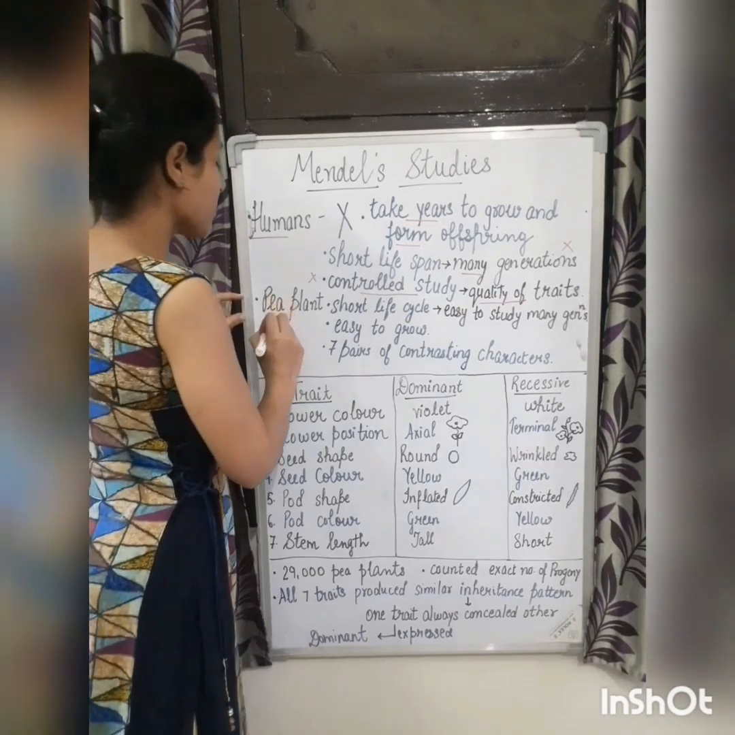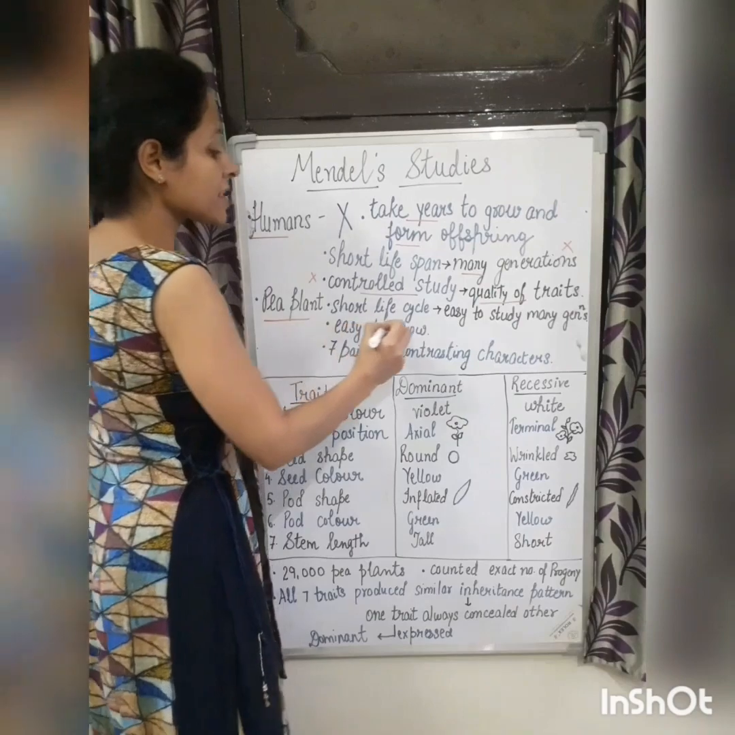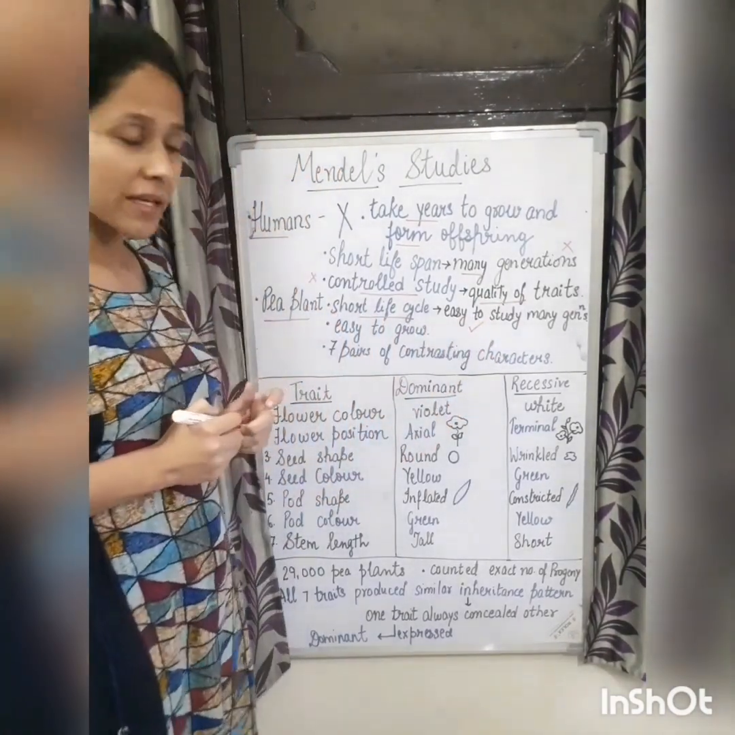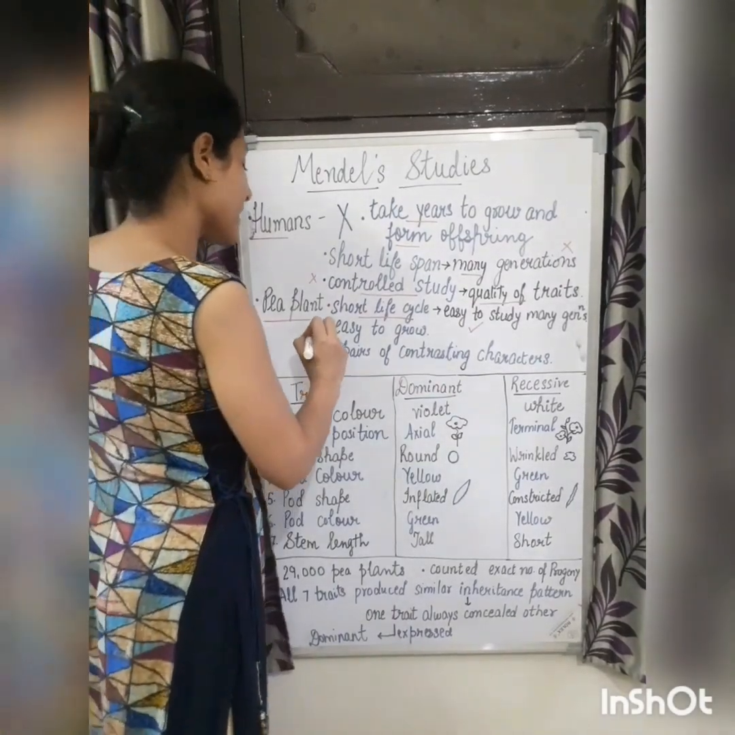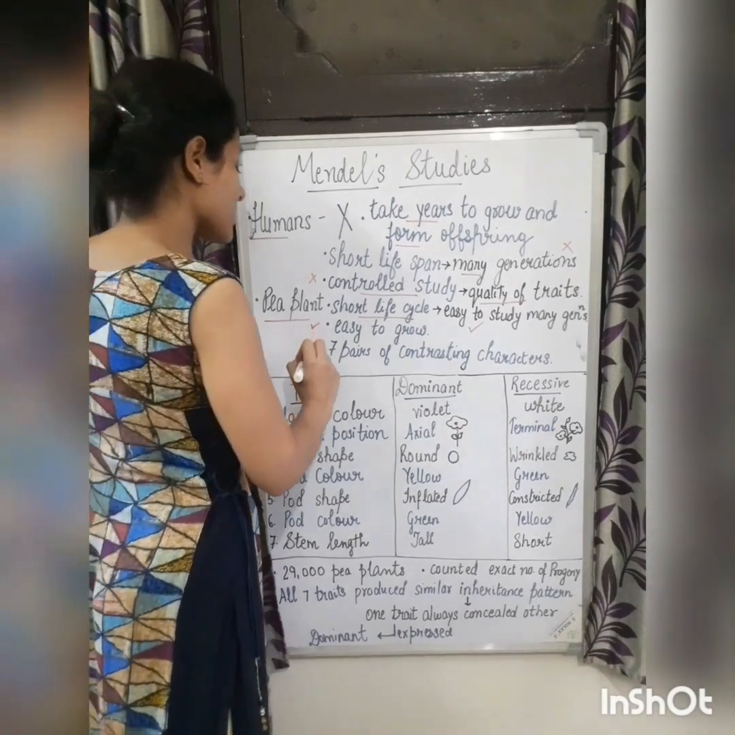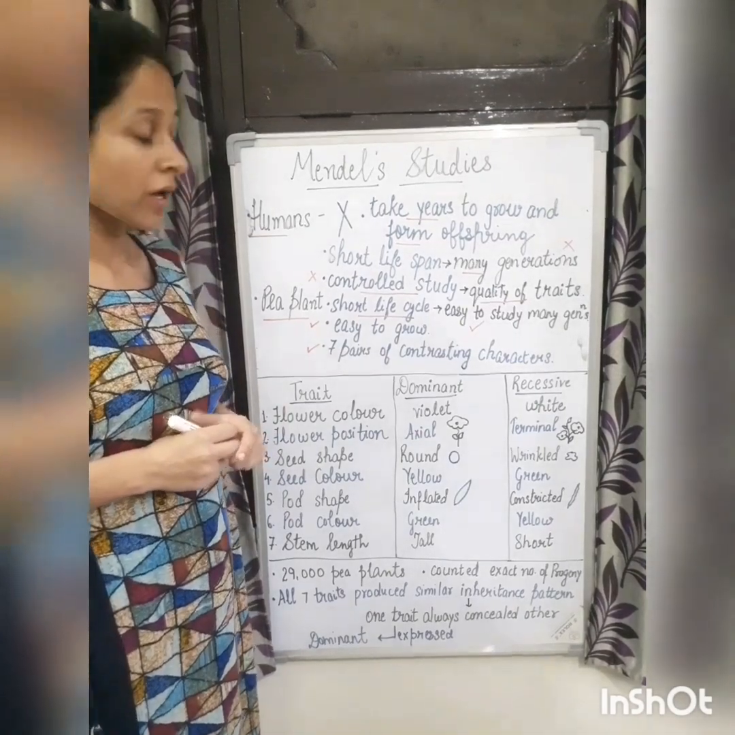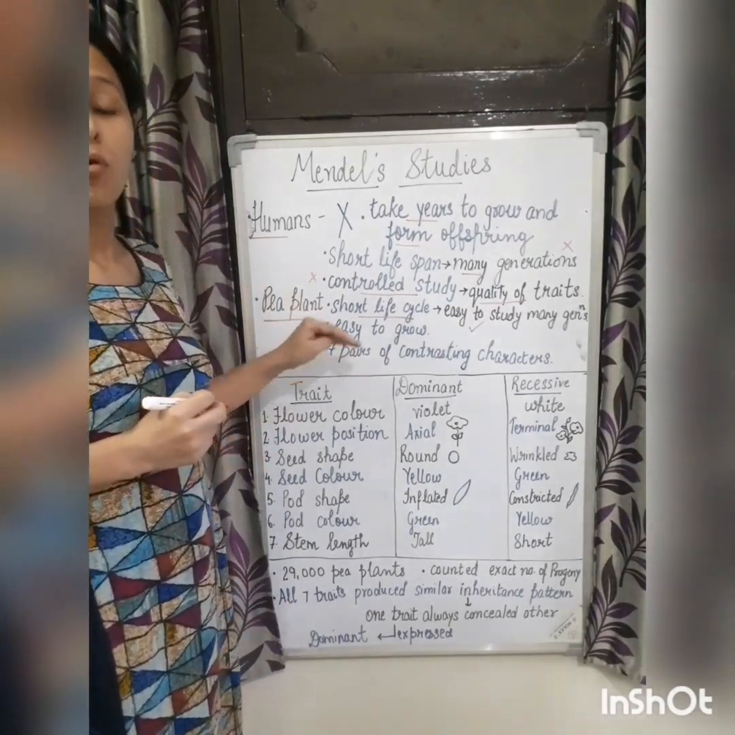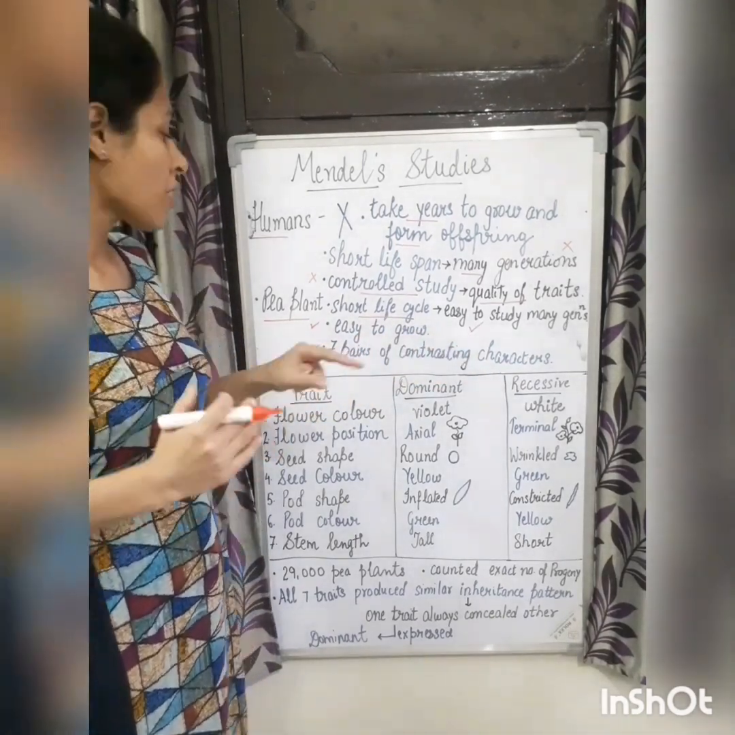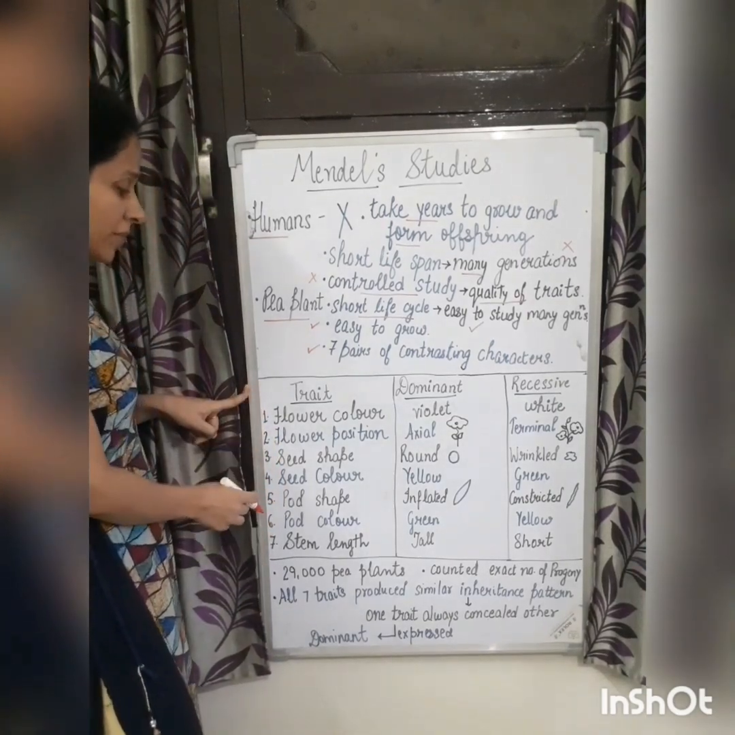Secondly, why did Mendel choose the pea plant? There are many reasons for it. Firstly, it has a short lifespan, so it is possible to study many generations in this plant. Secondly, it is easy to grow. And thirdly, there are 7 pairs of contrasting characters. Actually, there were many contrasting characters present in the pea plant, of which 7 pairs of different traits, that is contrasting characters, can be easily manipulated by Mendel. So he chose these 7 characters for the pea plant.